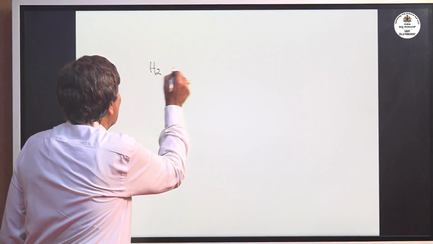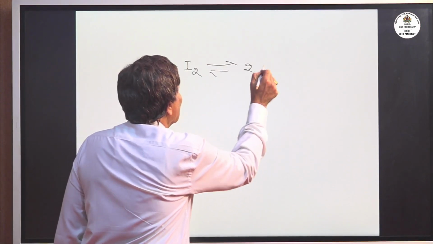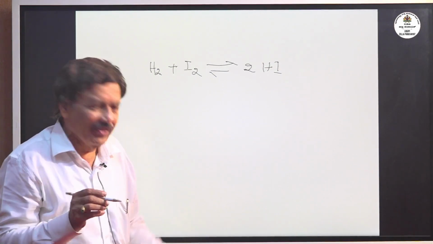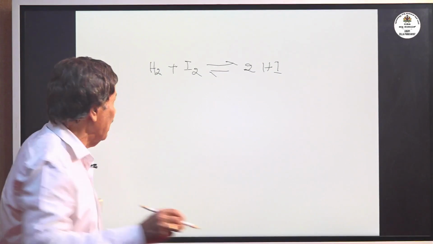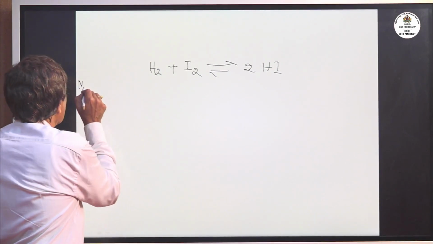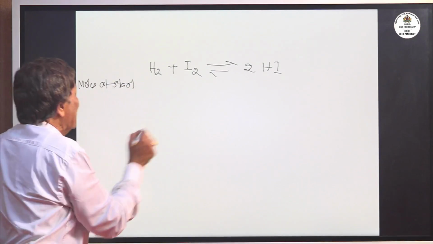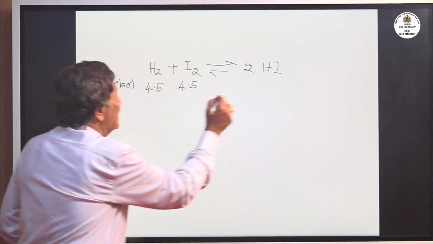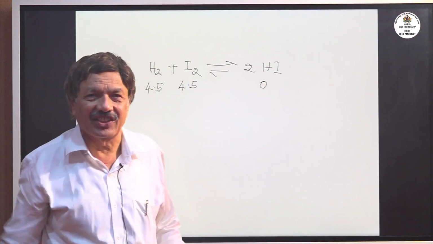Hydrogen plus iodine gives hydrogen iodide. That is the reaction. What they have started with is 4.5 moles each of hydrogen and iodine. So moles at start, in the beginning. This also is 4.5. This also is 4.5. This is 0 because it is yet to be formed, because you have just started the reaction.